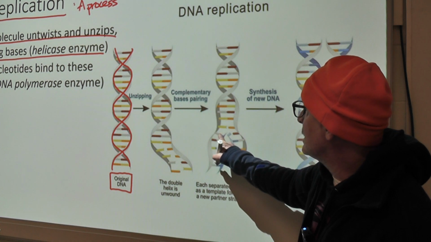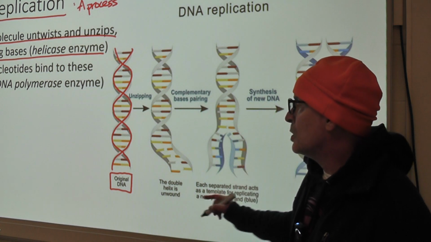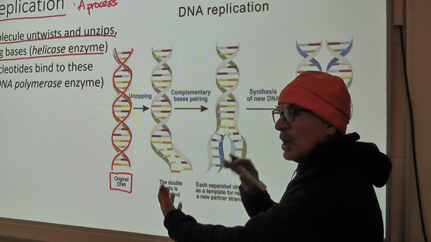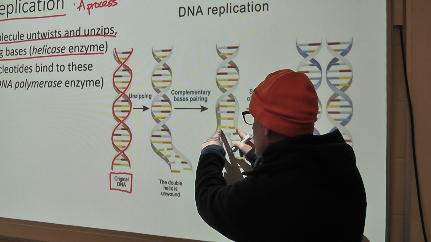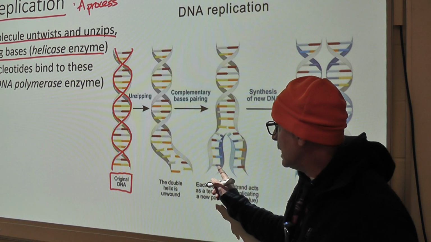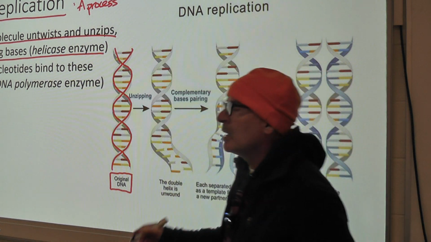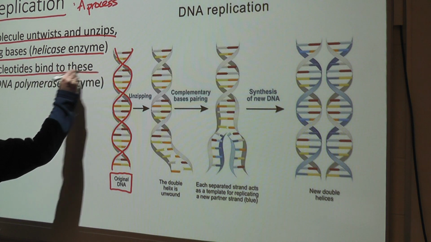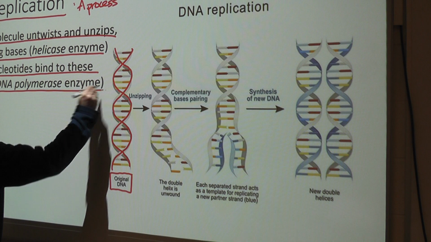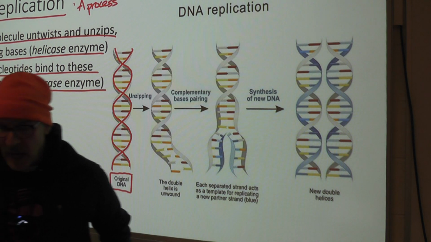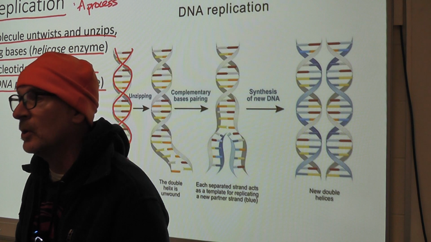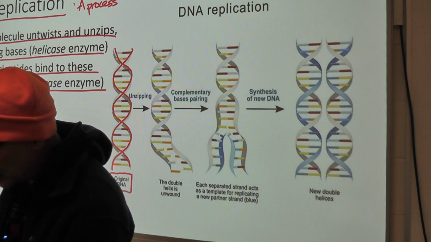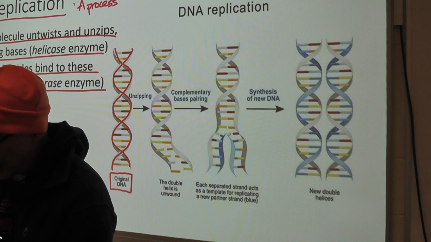The next thing that happens after the DNA has unzipped from the helicase enzyme is new base pairs get added to the existing strands of DNA. So we had one double strand, it separated. These two strands now each have their own new strand attached to them. And those strands are built from nucleotides that are just floating around inside your cell's nucleus or inside the cell itself.